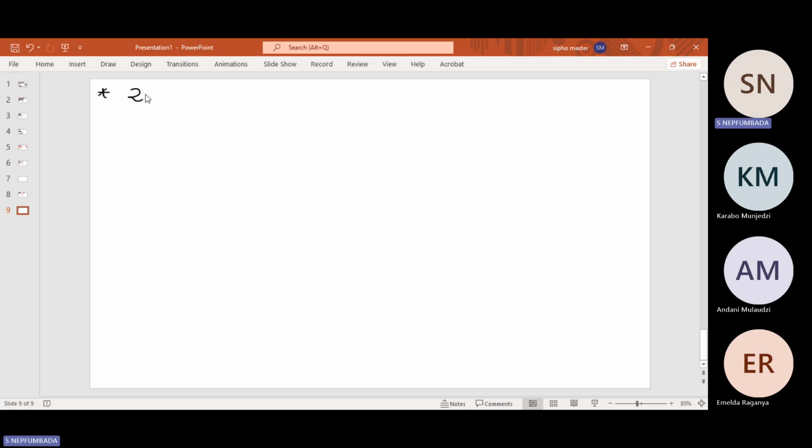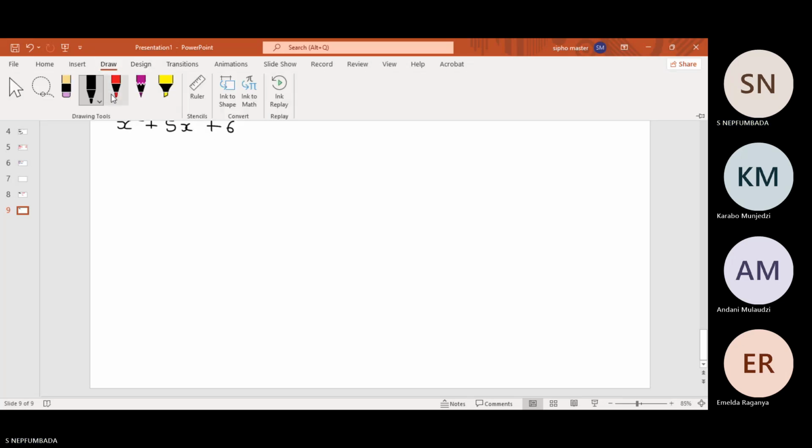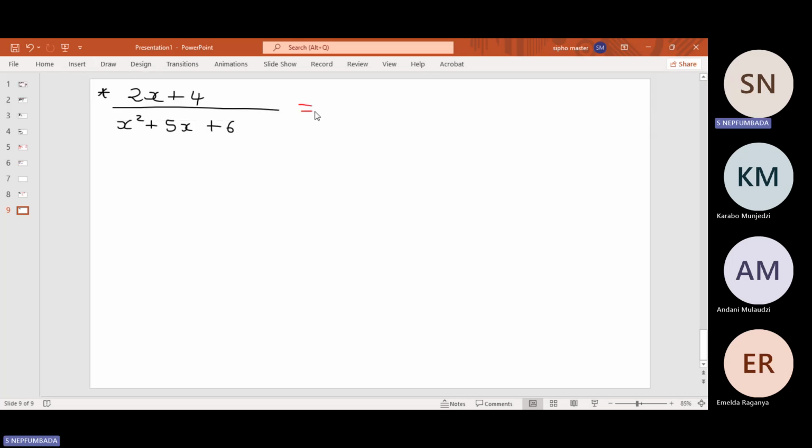let's say now we have got this question, 2x plus 4 divided by x squared plus 5x plus 6. So on the numerator, we can tell that there's a common factor of 2. And now you guys, you know how to remove a common factor? Or you don't know? Yeah, I must divide. We know.